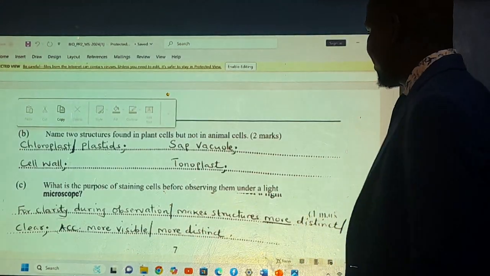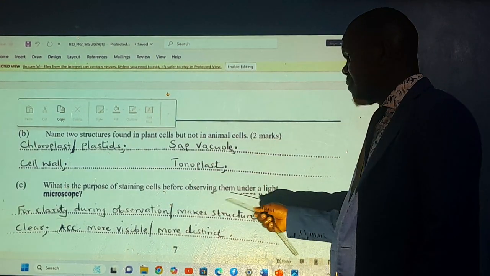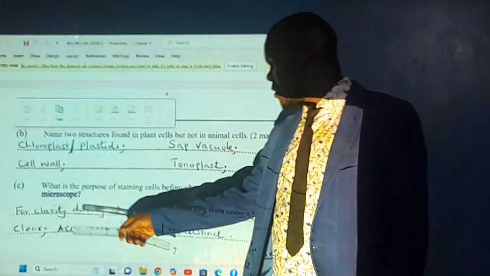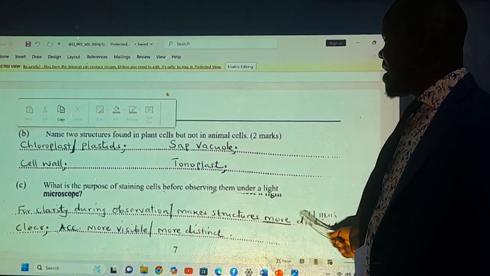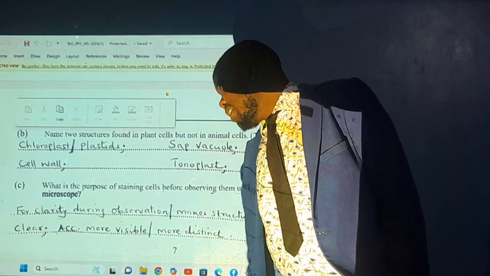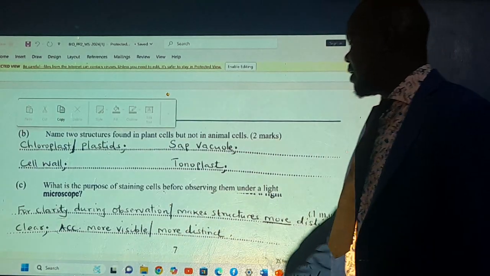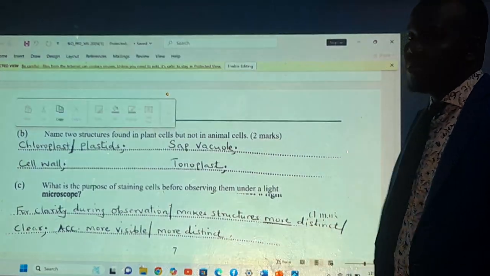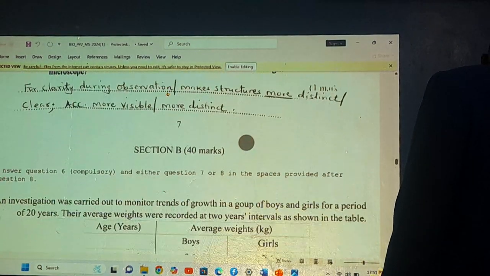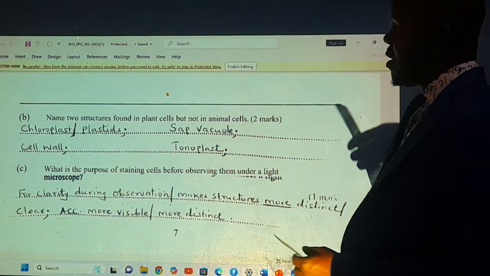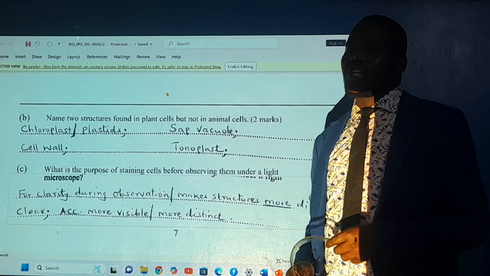What is the purpose of staining before observing under a light microscope? It's just for what? Clarity during observation and to make the structures more distinct. When you speak about clear, still it was accepted: more visible or more distinct. So that was the end of our section A.